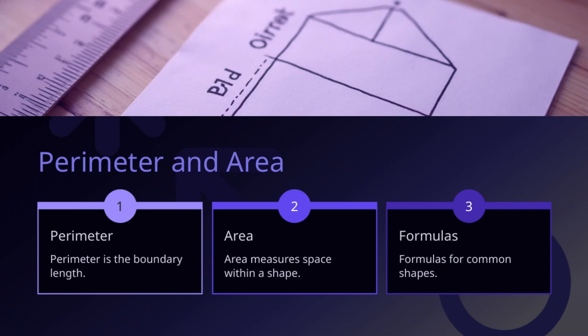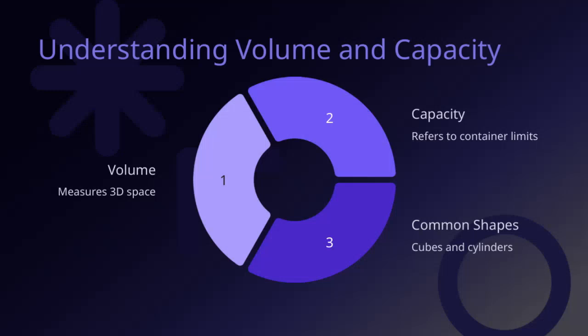quickly and accurately. Now, let's take a closer look at cubes and cylinders, which are common shapes we encounter in everyday life. These shapes are important because they help us understand container limits and how much they can hold. When we talk about capacity, we're referring to the amount of space inside these objects. For example, the numbers 1, 2, and 3 here represent different sizes, showing how capacity can vary.